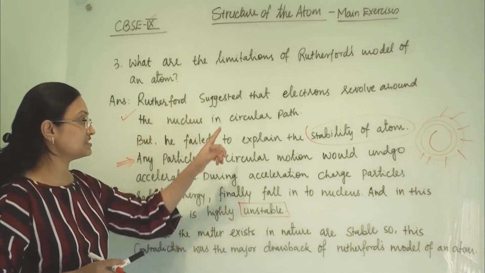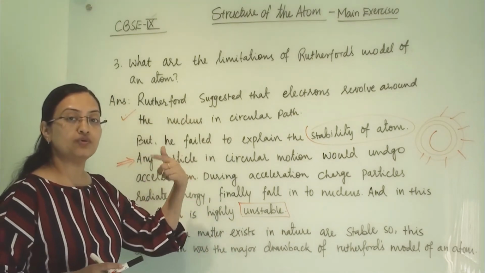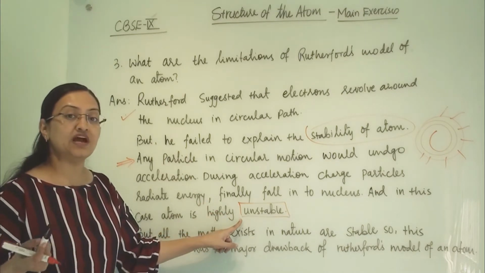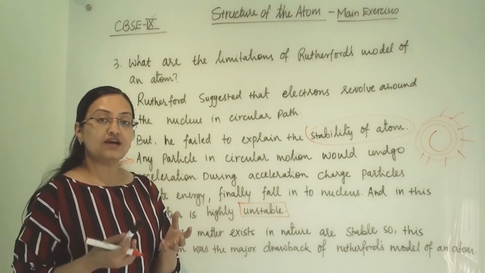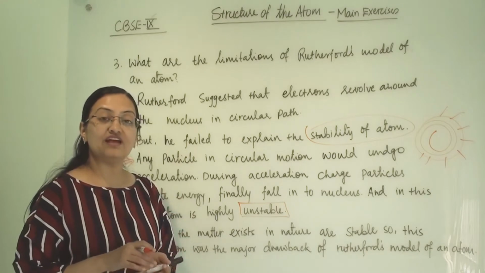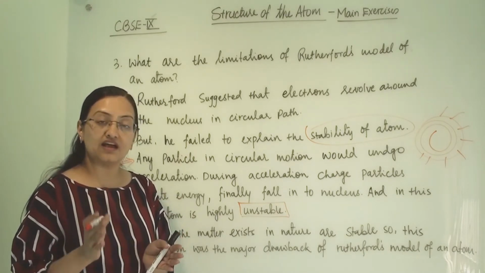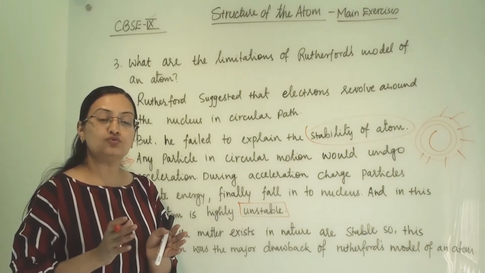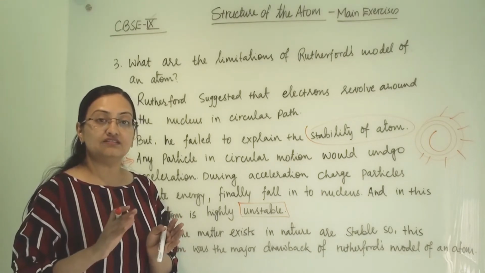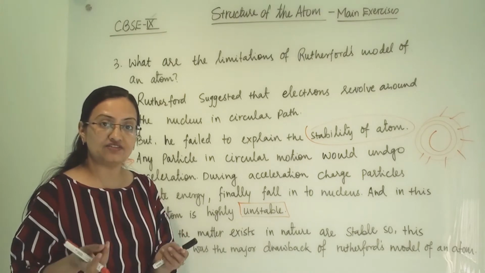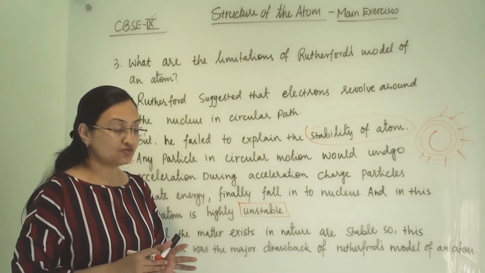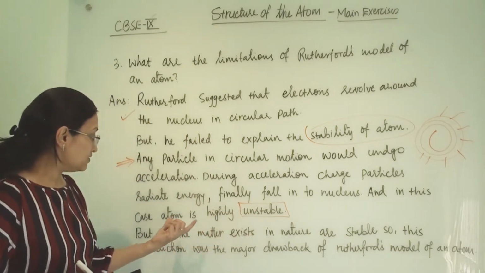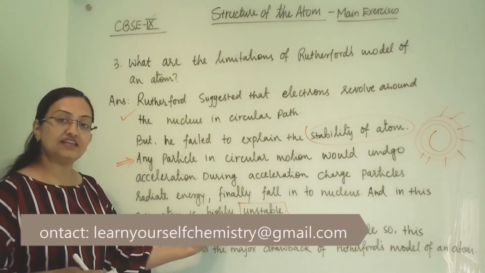Whatever he has suggested, that electrons are revolving around the nucleus, if that is the case, then the atom should be highly unstable, because they are in circular motion, they will have acceleration. Once they have acceleration, they will start radiating their energy. After losing all the energy, they will not have any energy left and they will fall into the nucleus. So the complete atom will collapse if this happens. So in this case, the atom is highly unstable.